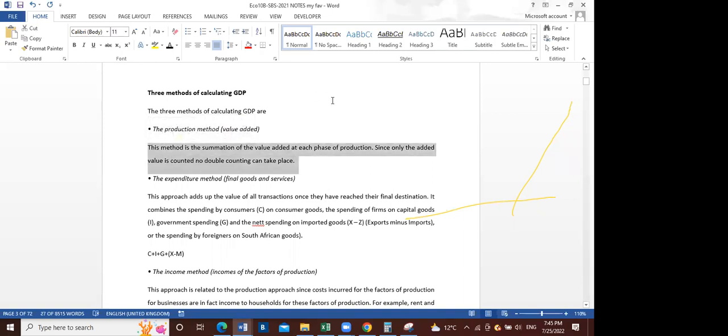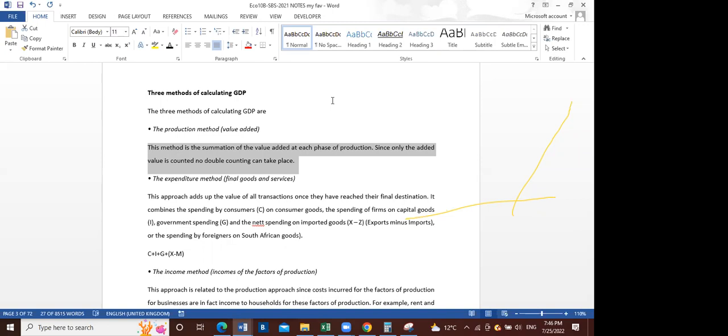sums the value that has been added at each phase of production throughout the production life cycle of a product. So we understand that when it comes to production, for us to have a final good, for instance, one vehicle produced either by BMW or by VW, whatever it is, it comes in stages of production. It is not just produced as a BMW, but it comes through successive stages of production of value addition. So the summation of the values that are added throughout the production process is what we refer to as the value added method.